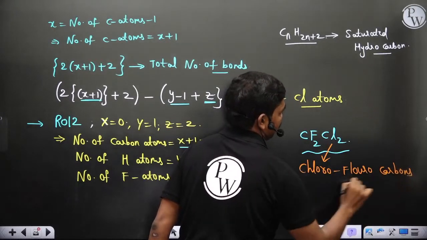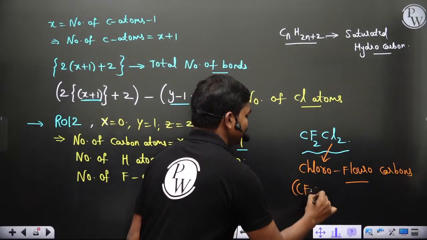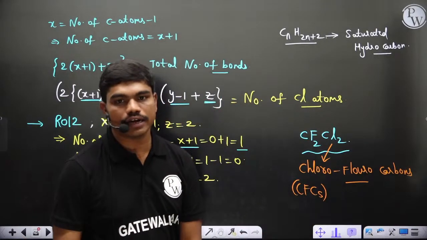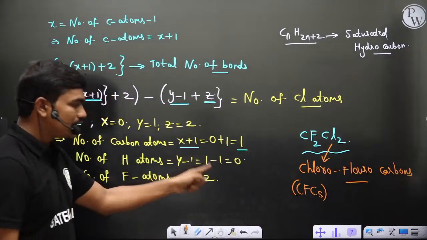Chlorofluorocarbons, CFCs, are highly dangerous for the ozone layer. Okay, so these are CFCs. Got it? Did you understand? Now, did you understand how I made this calculation?